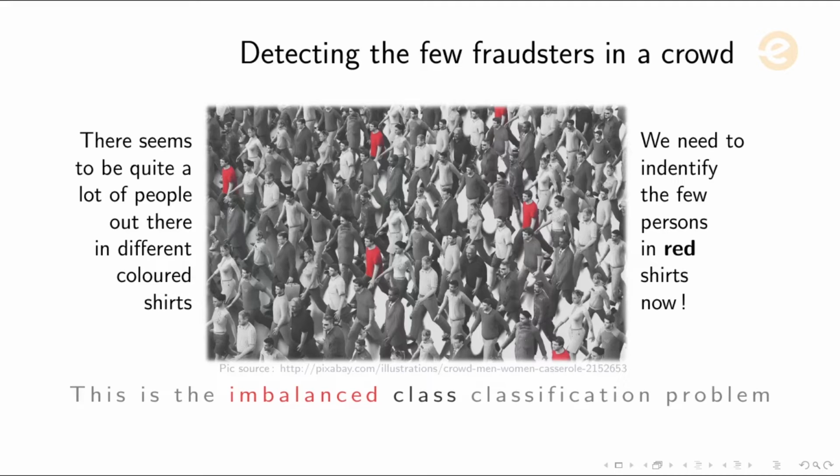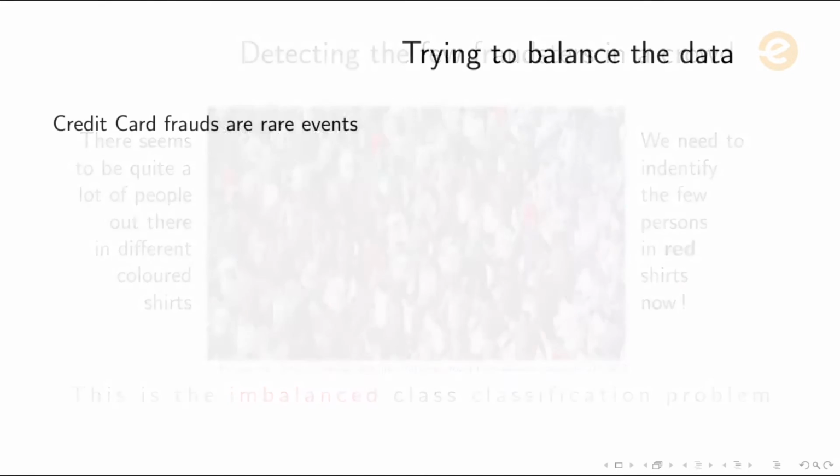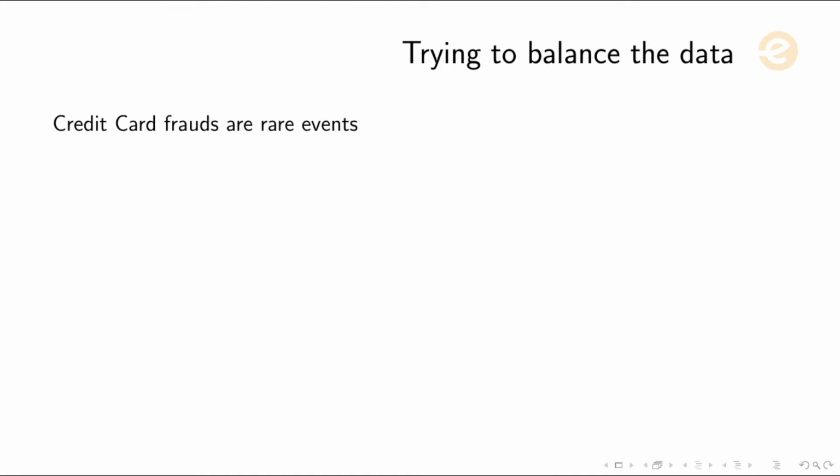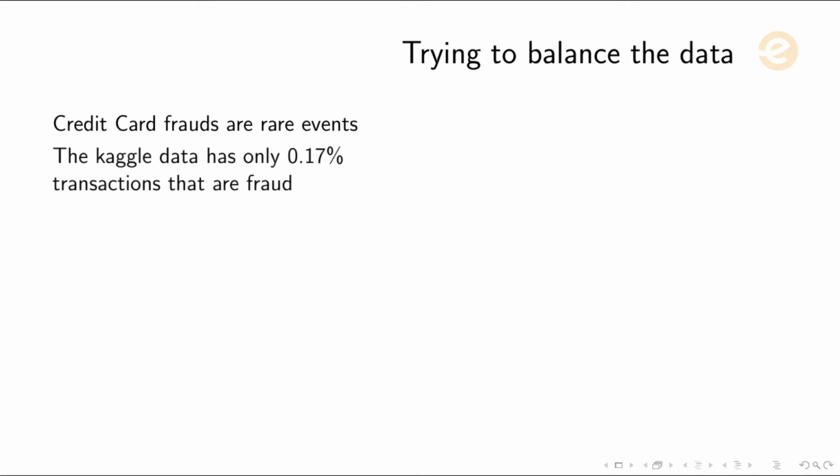Normally in real life data sets, this kind of data is very common, where one class is very rare and most of the other data belongs to the other majority class. Credit card fraud is just one of those examples, and we are here to predict credit card frauds. So we see that 0.1% of the transactions are fraud. That means it is an imbalanced classification problem.